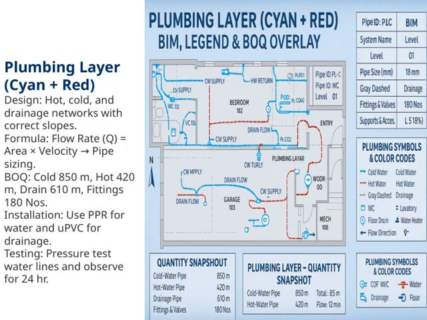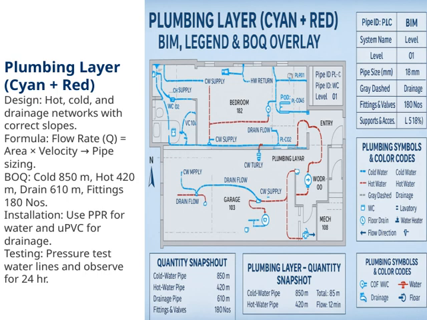Let's take a closer look at the plumbing layer, which is represented here in cyan and red. This layer involves the design of hot, cold, and drainage networks, and it's crucial that we get the slopes right to ensure proper flow and prevent issues like backflow or blockages. Now, when it comes to sizing the pipes, we use the basic formula. Flow rate, which is denoted as Q, equals the cross-sectional area multiplied by the velocity. This helps us determine the appropriate pipe diameter so that water flows efficiently without causing pressure loss.